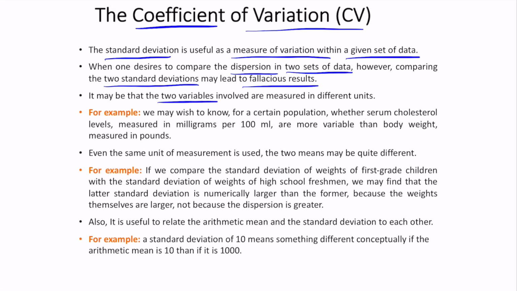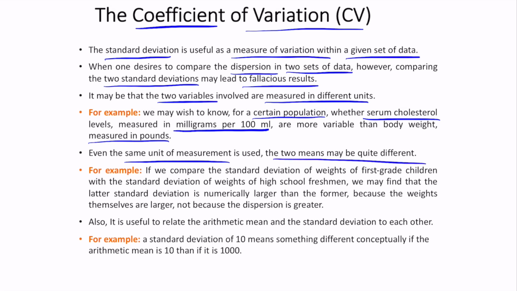It may be that the two variables involved are measured in different units. For example, if you wanted to compare, for a certain population, serum cholesterol level measured in milligrams per 100 ml with body weight measured in pounds, there is no actual way of comparing the standard deviations of these two units. Even with the same unit of measurement, if the two means are quite different, that also creates the same problem.